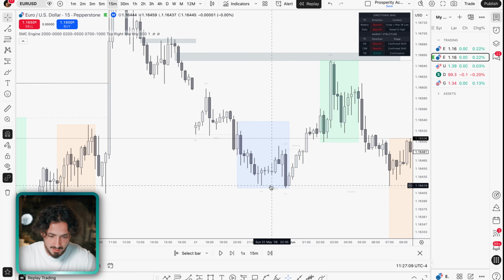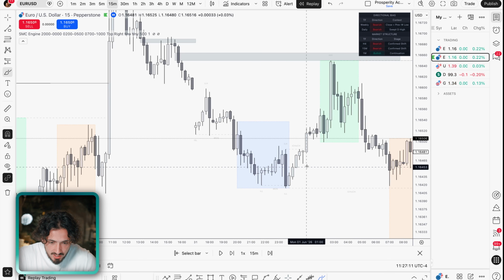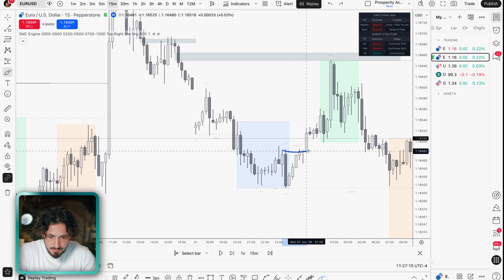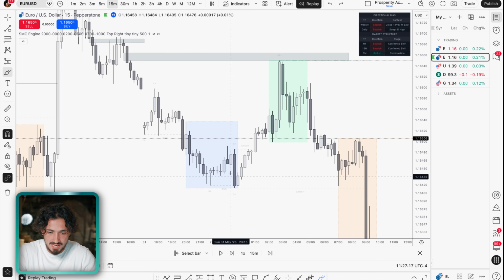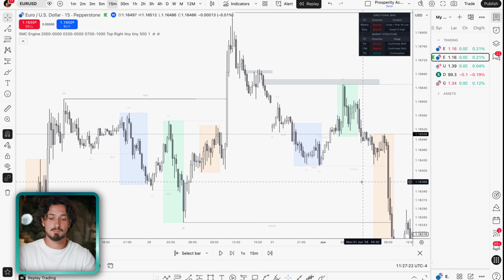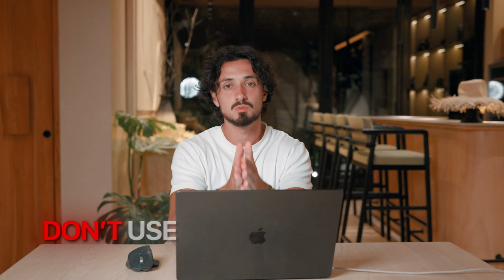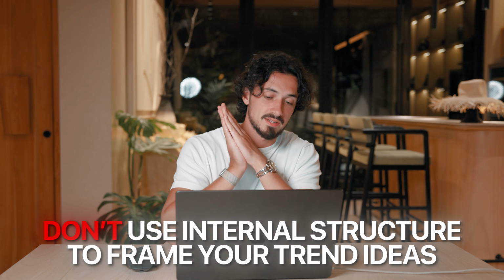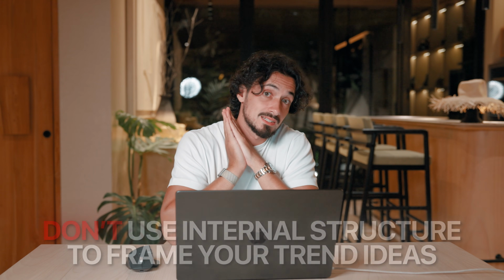For example, we break structure here. Where are you going to try and sell? It's just so small that there's nowhere to sell. And again, in here, we internally change character and then we change character again on the sell side. And so it's really important, if there's anything that you can take away from the market structure segment, it's please don't use internal structure to frame your trend ideas for the day, because it won't work well for you. I've tested so much data and that is what I have found to be true.